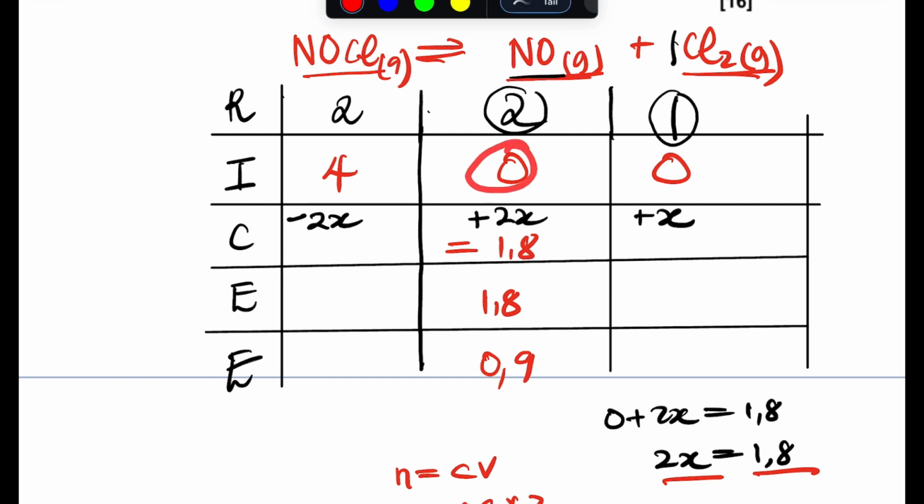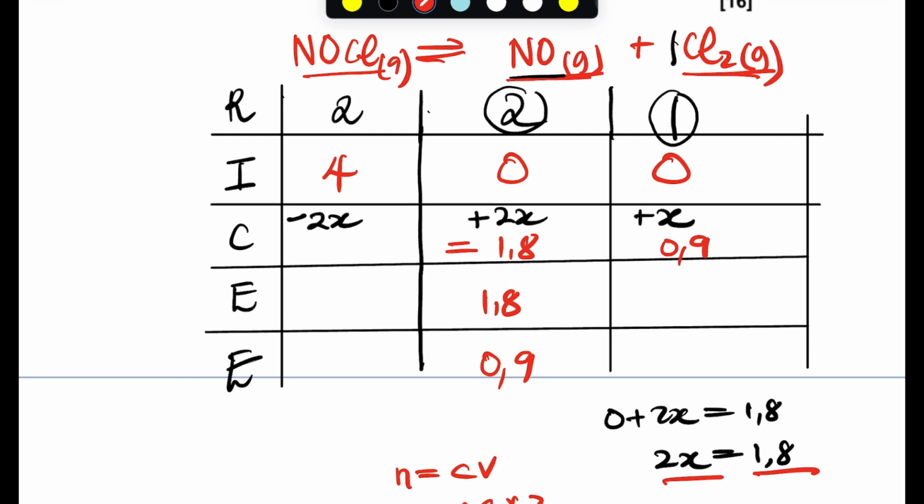Normally you say 0 plus 1.8 is 1.8, right? So if 2x is 1.8, what will be x? It's half of this. Half of 2x is x, and half of 1.8 is going to be 0.9. So the answer there is 0.9.